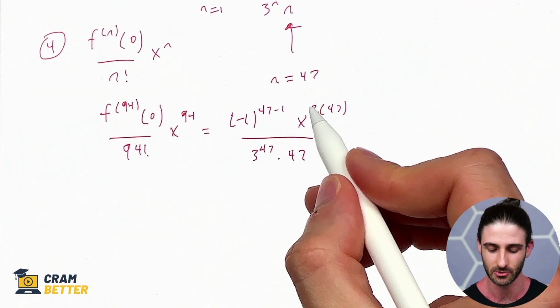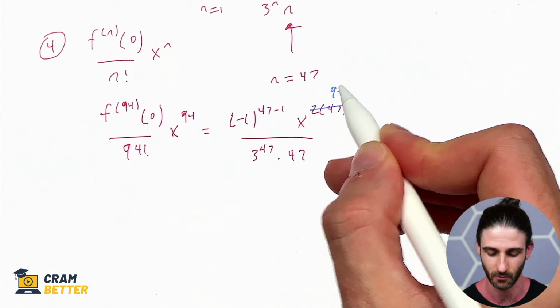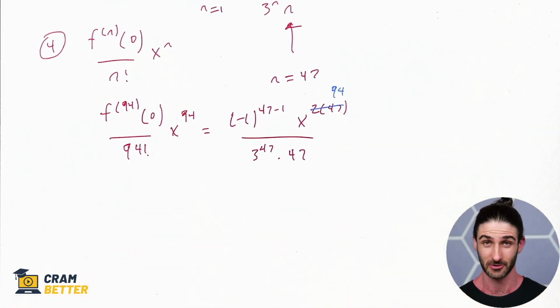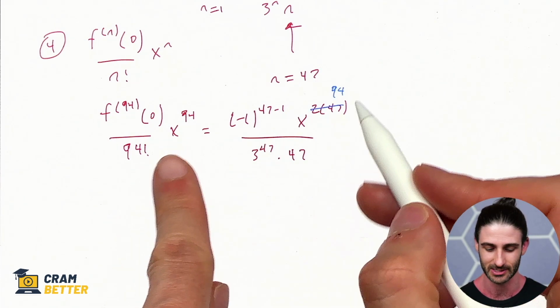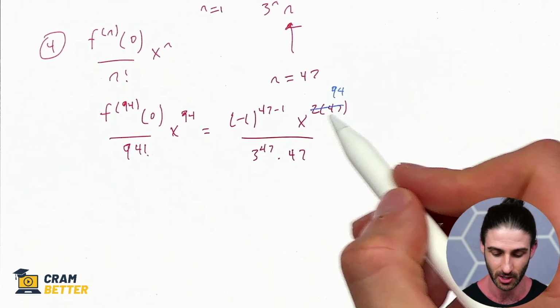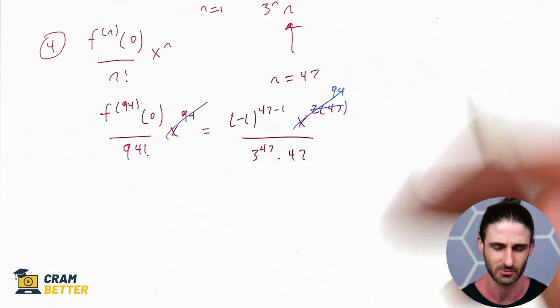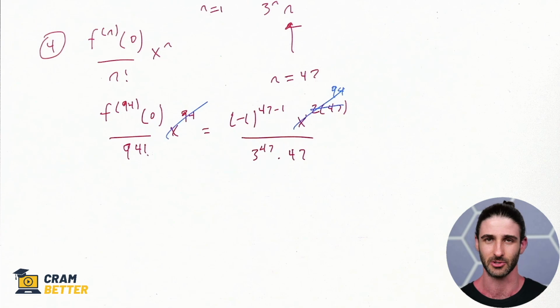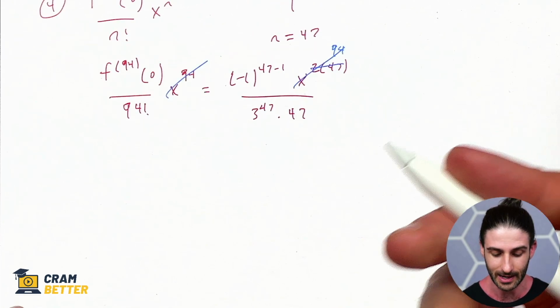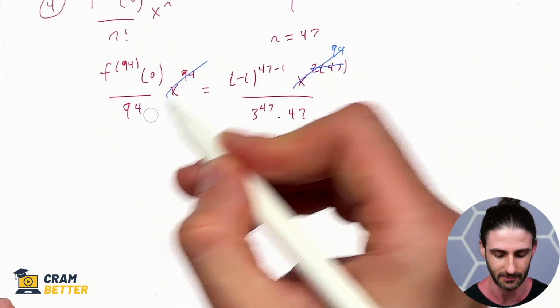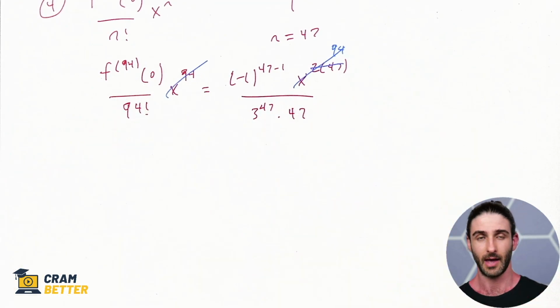Now, like I said a second ago, 2 times 47, that is 94, and that's a good thing. We want to make sure that those powers on x match. If they don't match, then you have to go back and try something. You have to find the correct n value, so don't proceed unless you have those powers as a match. I'm going to cancel the x from both sides. This is one of the rare cases when you can do that because you're not really trying to solve for x, so it doesn't matter. And now we're going to just solve for that 94th derivative at 0 of f.